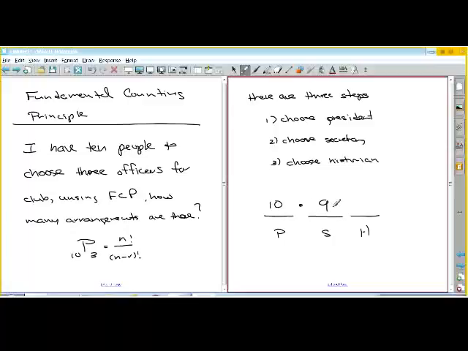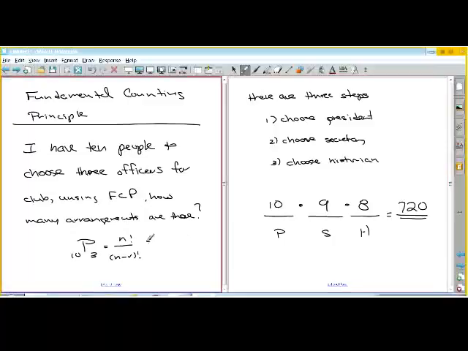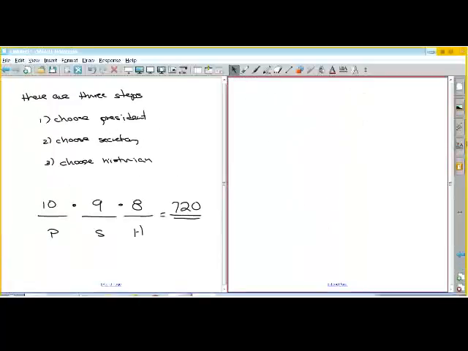Then I'd say, oh, for the secretary, I've got 9 people to choose from now. And then when I get a historian, I've already chosen 2 people, so 10 minus 2 is 8. And so using the fundamental counting principle, I get 720, which is the same answer I would get here. But I want you to spell out a little bit more about it. Now, that's using the fundamental counting principle for officers.